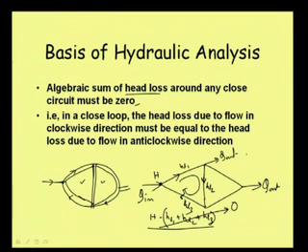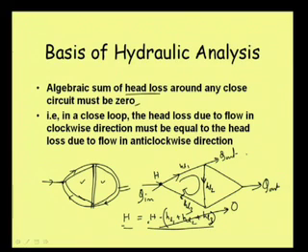Head loss around a closed loop must be equal to 0. Otherwise, the condition that the head at this point is H, the initial head, this should be equal to that, cannot be satisfied. If it is to be satisfied, this will have to be equal to 0. So, that is the third condition, and this is the very basic condition which we apply and we try to solve the pipe network problem.